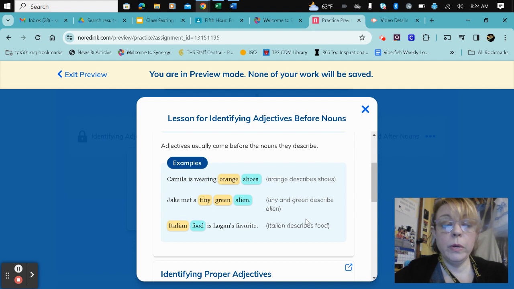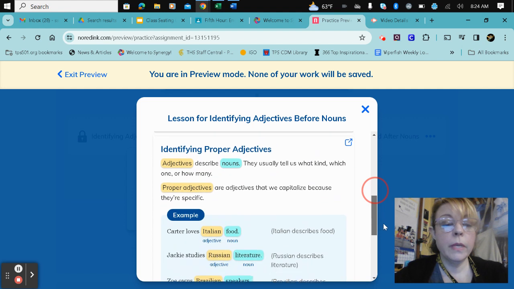So Camilla is wearing orange shoes. Jake met a tiny green alien. Tiny and green both describe alien. Italian food is Logan's favorite. Italian describes food. Actually, if I was watching the X-Files, Mulder would say tiny gray alien, but that's off topic.